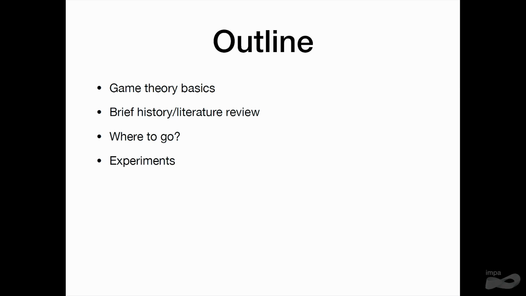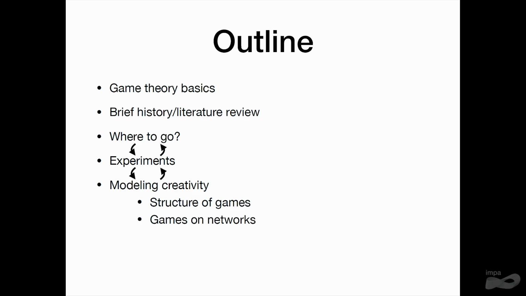Then, to help me answer this question, I ran some experiments that I'll tell you about. And I decided to model creativity. So I'm presenting these things linearly, but they all sort of happened simultaneously. One helped the other, inspired the other, and so on. And so the three main things that came out of the beginnings of this modeling was a new look into the structure of games, games on networks, the structure of games on networks, and the beginnings of a mathematical theory of group creativity.